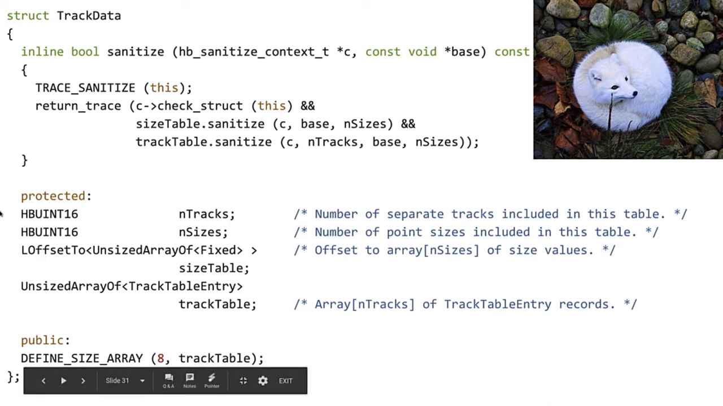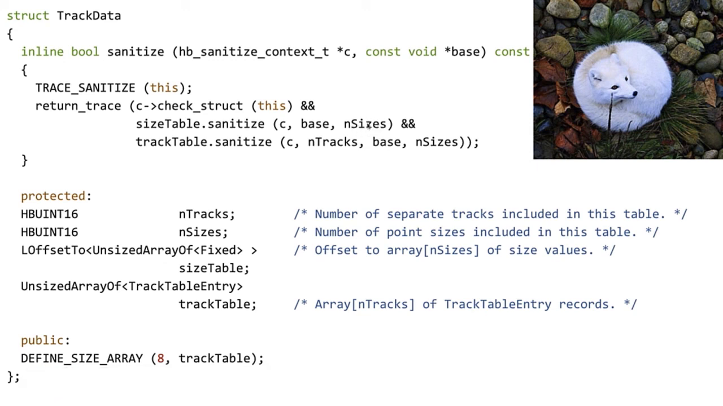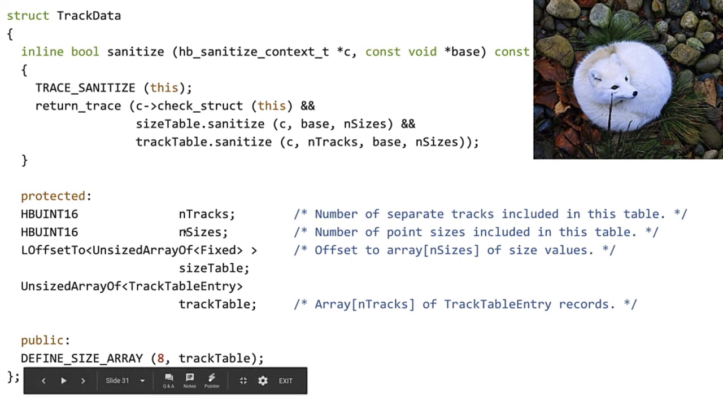We also give it the number of sizes, because that's the size of the array, and to make sure the array doesn't go outside of the table, we need to have the size, and then we do the same thing for the track table. After this function is called, we are certain that we can access this table without any memory problems or security problems. And the code using it can just access them as simple arrays.